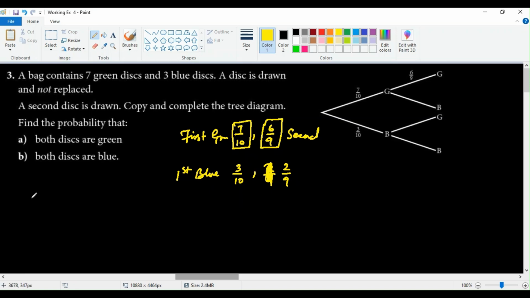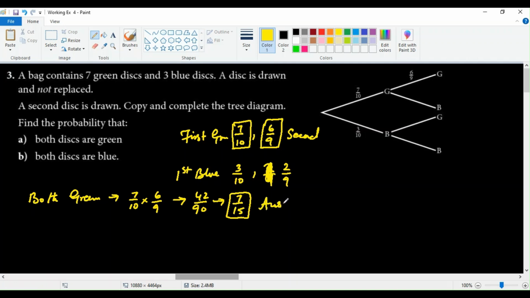Now we go for both green. If both are green, that means 7 over 10 is multiplied by 6 over 9. So the final answer is going to be 42 over 90, or once we simplify, it's going to be 7 over 15. This is the answer for the first part of the question.